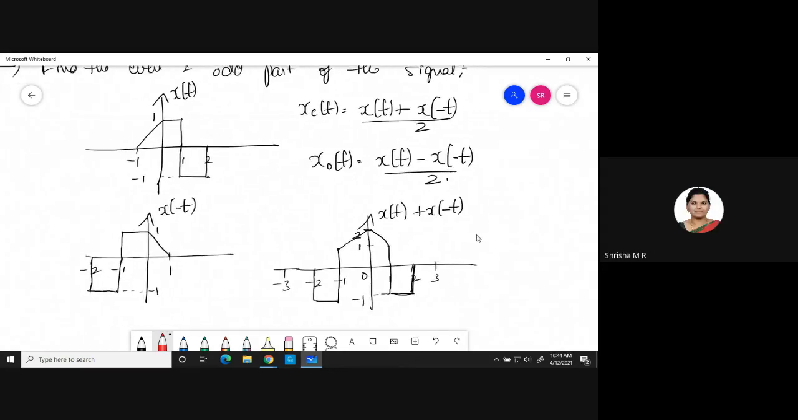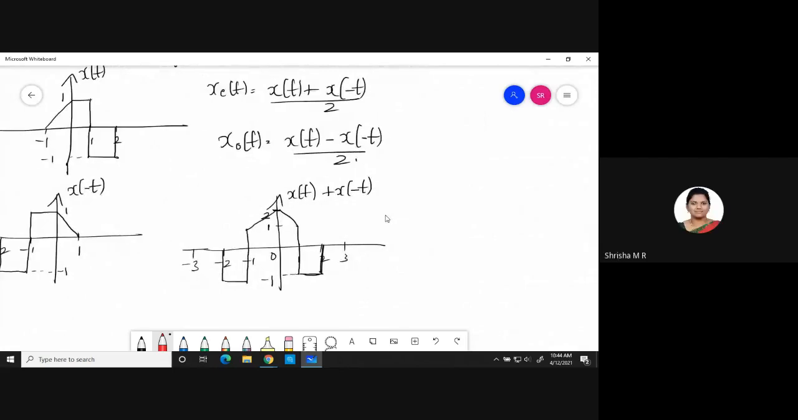Yes, ma'am. It's clear, everyone? Yes, ma'am. So now you have to plot the even part of the signal. So x of t plus x of minus t by 2, or 0.5 times the x of t plus x of minus t. So whichever is at 2 will become 1 and whichever is at 1 will become 0.5. So you have a signal like this. And here the amplitude will be minus 0.5. This is at 1, this is at 2, this is at 1, and this is minus 1 and minus 2. Got it?